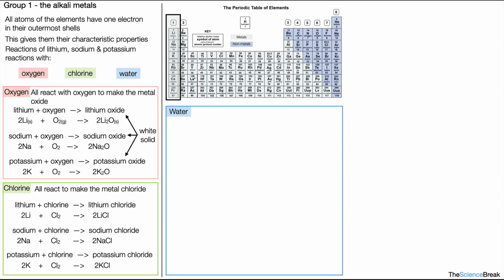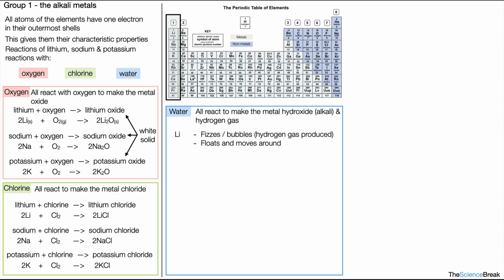Next, the reactions with water. All of them react with water to make the metal hydroxide, which is an alkali, and hydrogen gas. For lithium, it fizzes and bubbles around as hydrogen gas is produced. It floats and moves around on the surface of the water. Your teacher might have demonstrated this for you. If you wanted to see a video of how it all looks, you can look up my video on the groups of the periodic table on the science break, and there it's shown in detail.